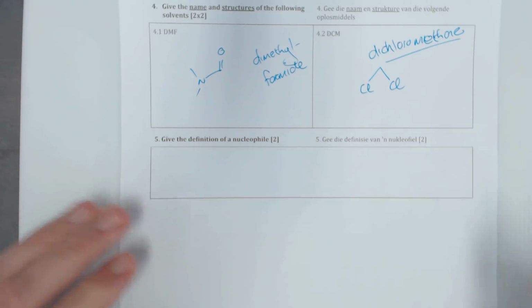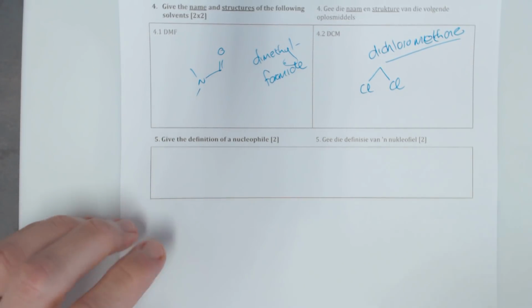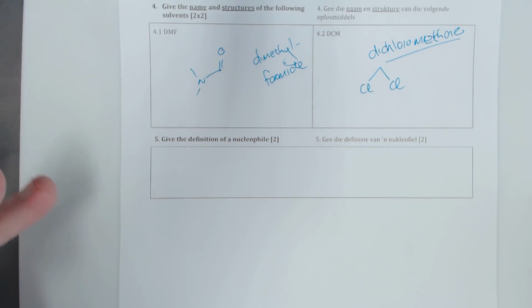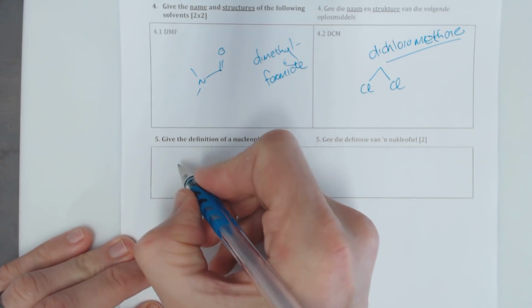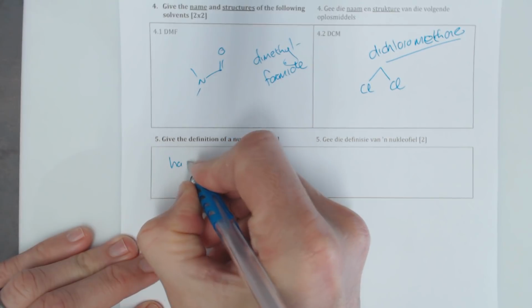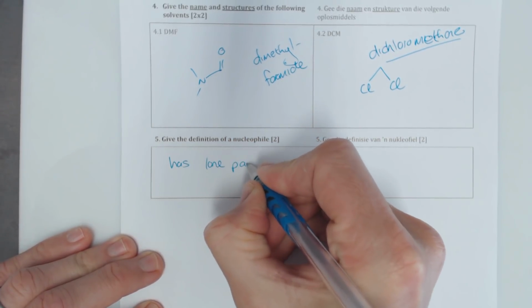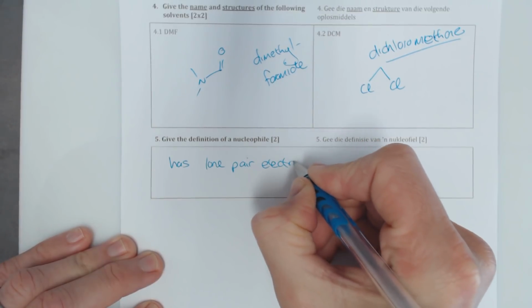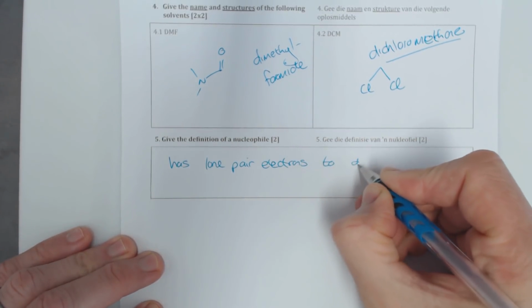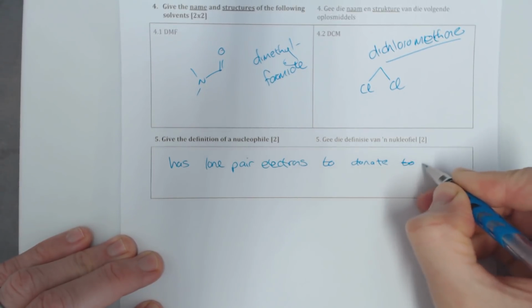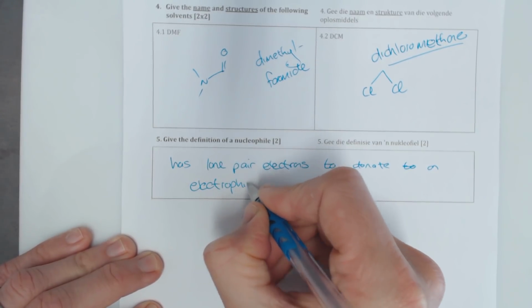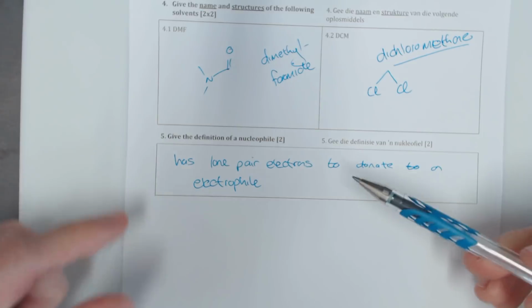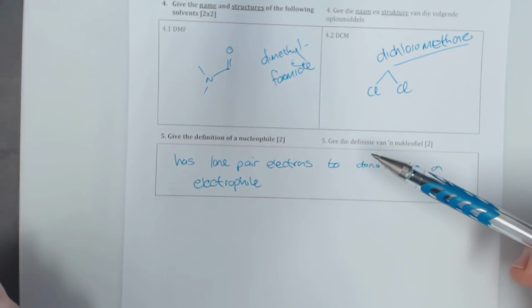This one over here, I ask for a definition of a nucleophile. There's actually a whole lot of different things, and this question should have been marked fairly leniently. Essentially what we're looking for here is that a nucleophile has lone pair electrons to donate to an electrophile. Okay, that would have been fine. However, there are many other options. You might have spoken about a nucleophile being a Lewis base. You might have spoken about it being related to being a base.